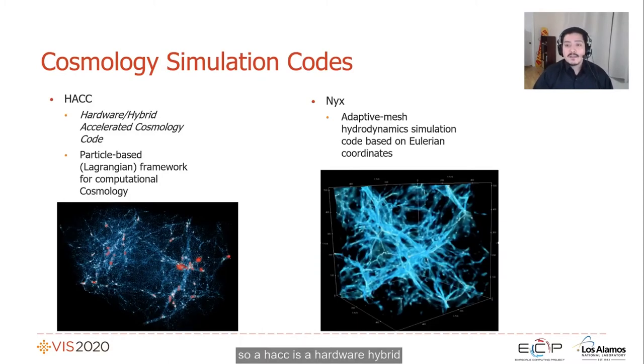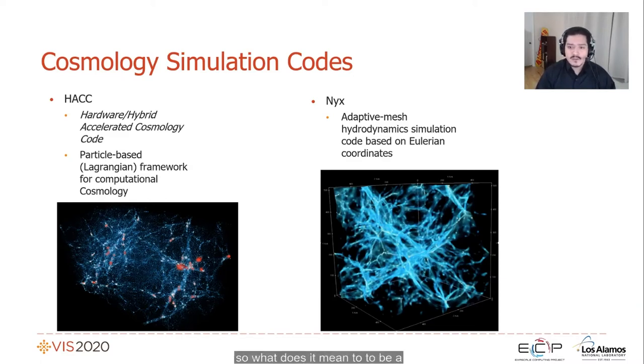HACC is a hardware hybrid accelerated cosmology code. It's a particle-based framework for computational cosmology. And Nyx, based on AMReX, is an adaptive mesh hydrodynamic simulation code based on Eulerian coordinates. Like I mentioned previously, we're comparing essentially a Eulerian versus a Lagrangian code.